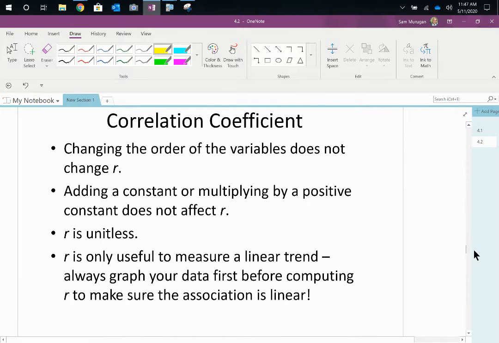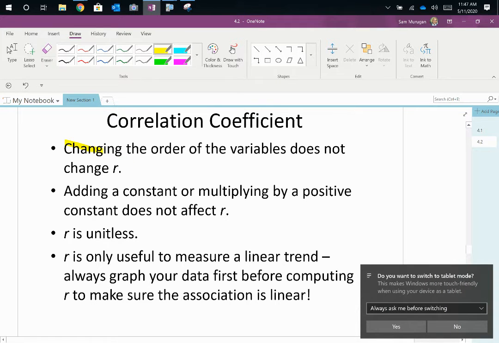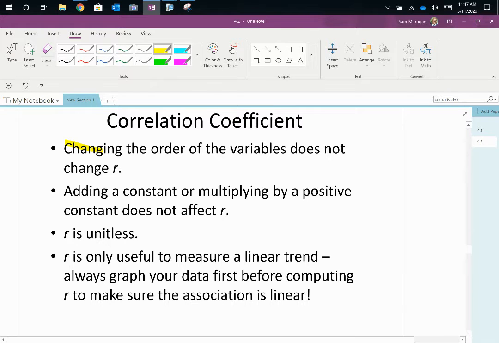So changing the order of the variable does not change R. Important note, okay? Changing the order of the variable, in other words, if in the previous example, we were to do the weight before the height, it doesn't matter. It doesn't change R. It doesn't matter which one you pick as X and which one you pick as Y.